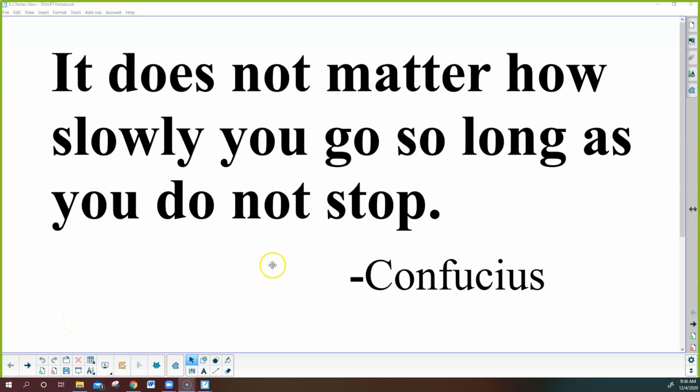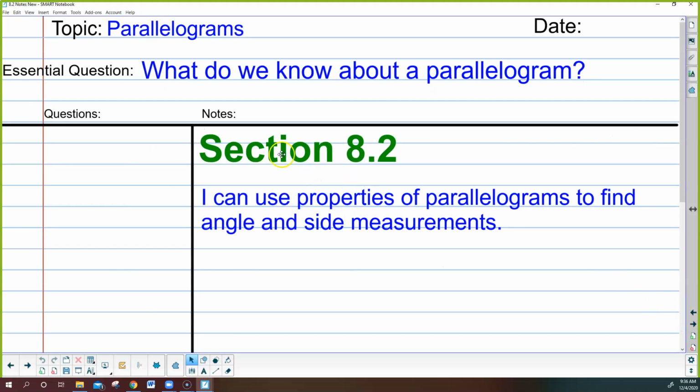Okay, so we're going to start off today with a little bit of notes. We're doing section 8.2. We don't have a ton, and then we're going to spend the rest of the hour on Can Figure It. And I actually noticed some of you already had done all the Can Figure It proofs already, so you're ahead of the game.